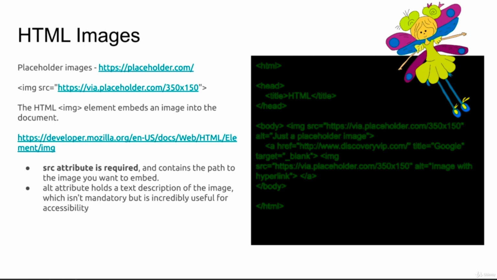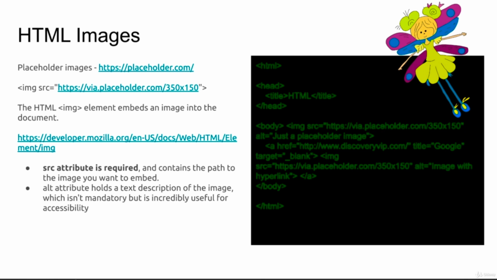And typically as well, when you are creating your image tags, you add in the alt, which is a description of what's contained within the image. So this is useful for accessibility as well as for SEO purposes. So there is one mandatory attribute, and that's the source where the image is contained.